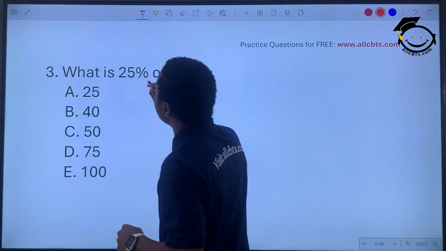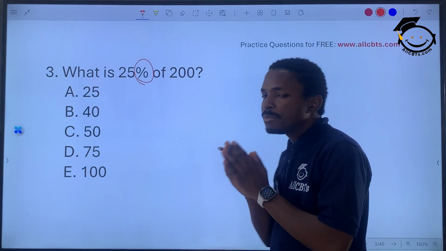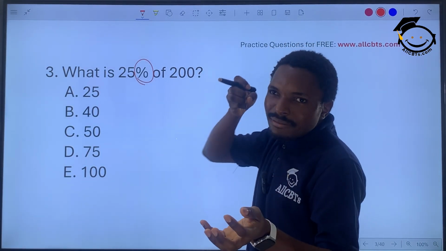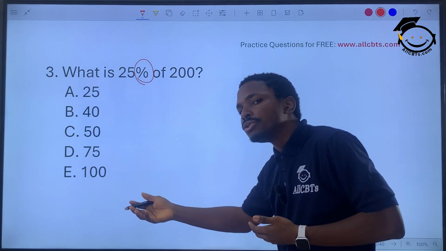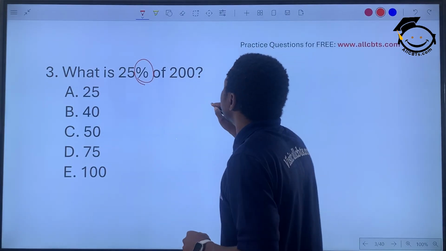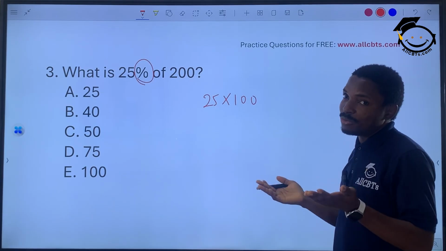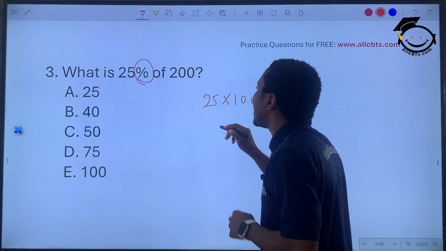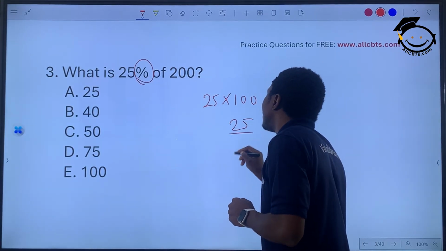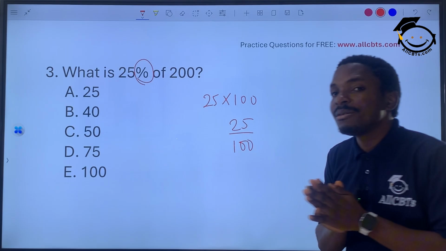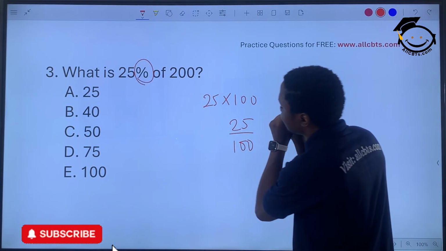Question 3. What is 25% of 200? Now, whenever you see percentage, it means out of 100. So 25% means 25 out of 100, 25 portions of 100. How do we do that? If you want to make this look better, we can say 25 over 100. I think this is the better way to put it. So 25 over 100, that's 25 parts in 100.